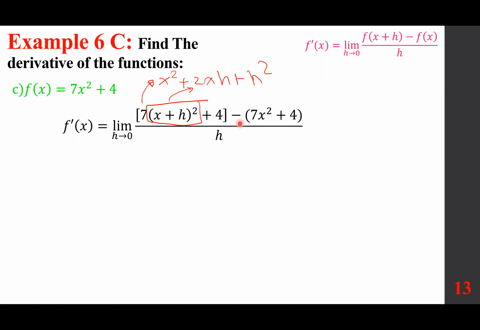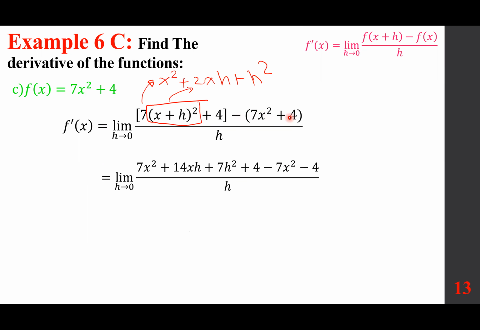Then plus 4. Then you apply the negative, minus 7x squared minus 4. So what is this? Purely algebra. Purely algebra. 7x squared and minus 7x squared. Positive 4 and negative 4, they cancel each other. And you're left with 14xh plus 7h squared in the numerator. I hope you see all of this is purely algebraic.